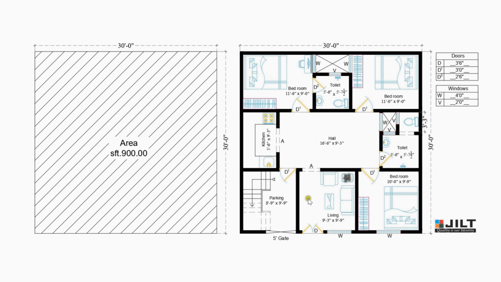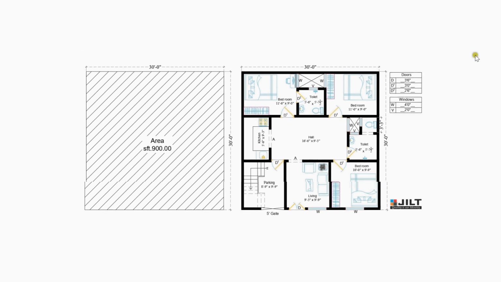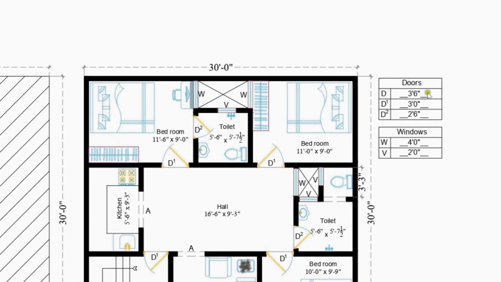Now, let's move on to the detailed discussion of today's plan. First of all, you can see in the front face it is a 30 feet road. Now you can see the dimensions available here. Main door, that is D, is of size 3 feet 6 inches, and D1 is the door size of bedrooms, that is 3 feet, and D2 is the size of the toilets and wash areas, that is 2 feet 6 inches.